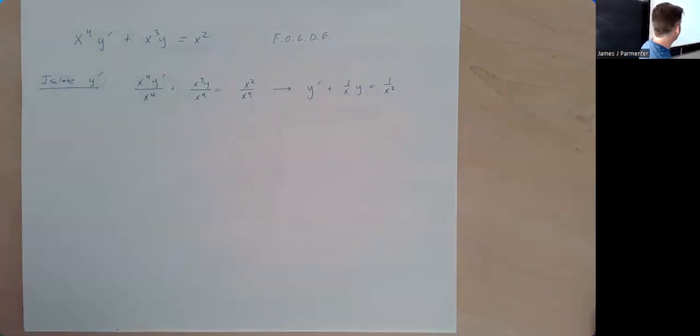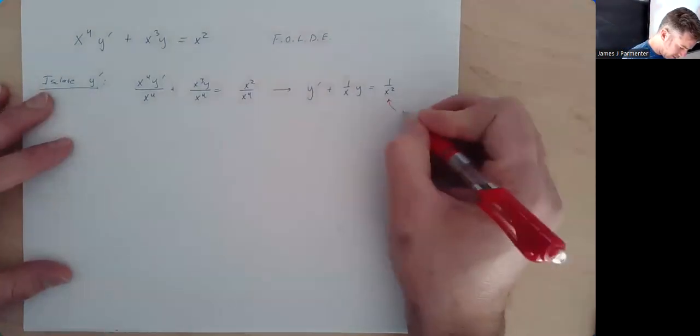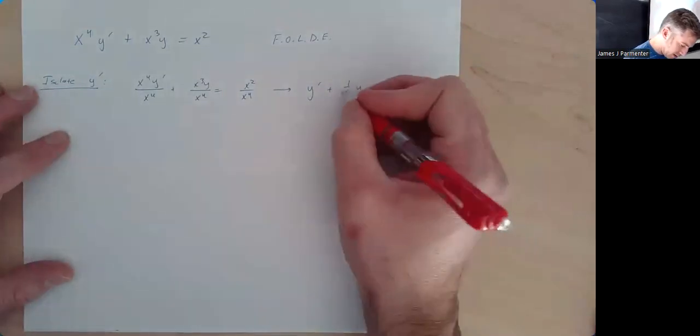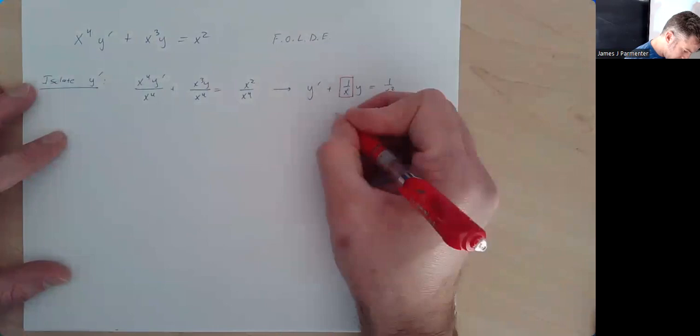It's not really important to identify your q of x. You just have to recognize that the right-hand side is just some function of x. It shouldn't have any y's in it. But it is important to recognize that your p of x is the thing that's multiplying y.